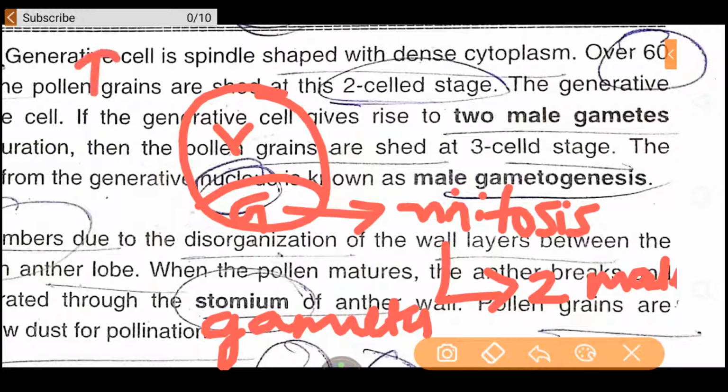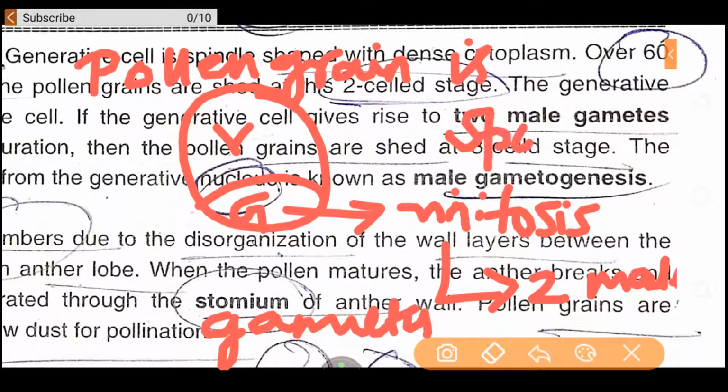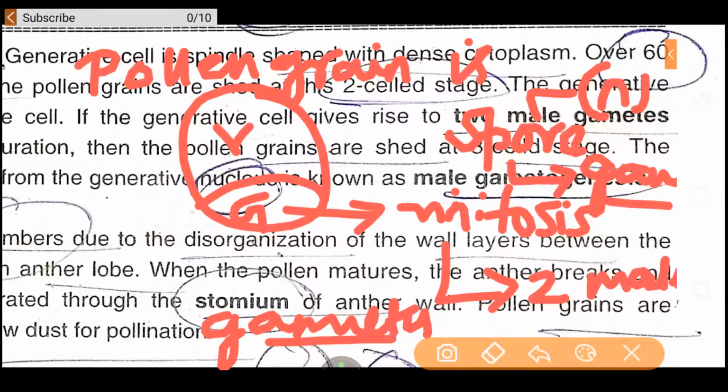Remember, a pollen grain is a spore. Spore means haploid. This is going to form the gametophyte, and thus produce gametes. Two gametes. This generative cell undergoes mitosis and forms two male gametes, right?